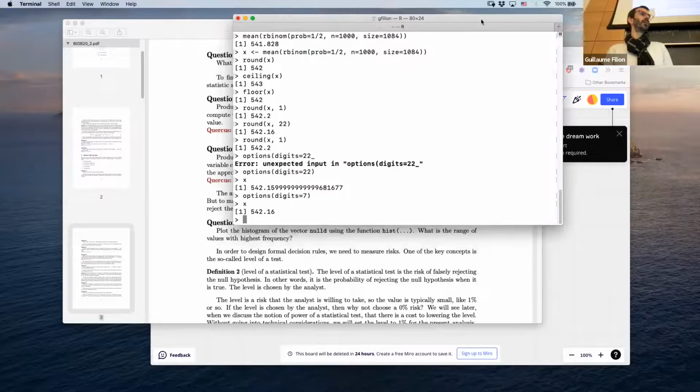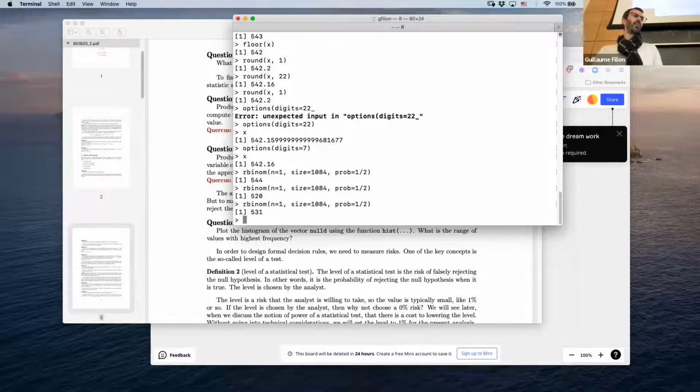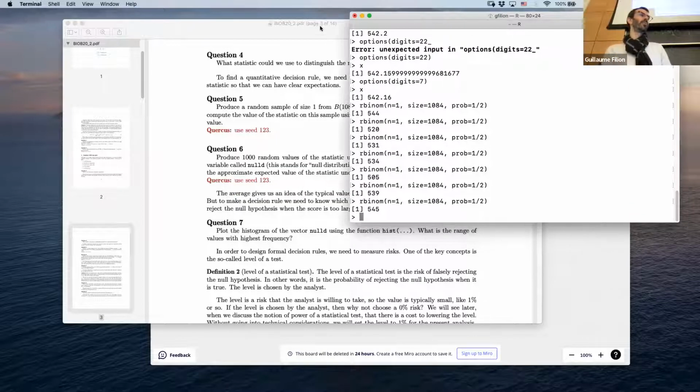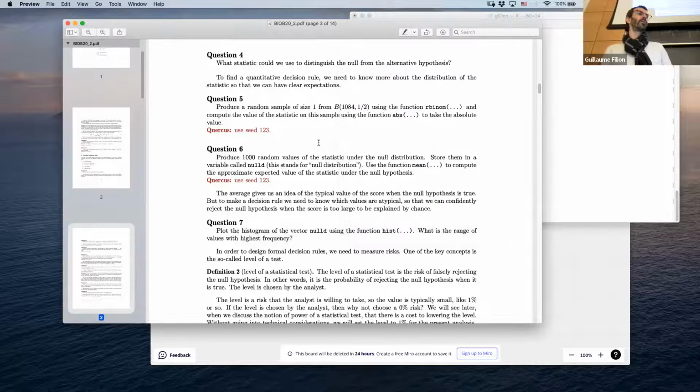Any idea, anyone? First it says make a random sample of size 1. This we've done before: rbinom, n equals 1, size equals 1084, and prob equals 1/2. That's the command that generates the random samples. Now that's not the statistic, that's the random sample. We want to compute the statistic on this n equals 1 case.